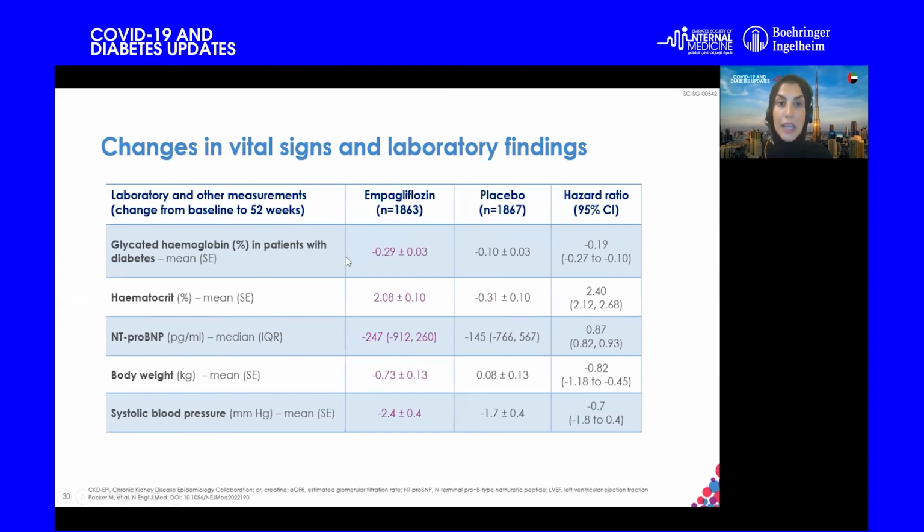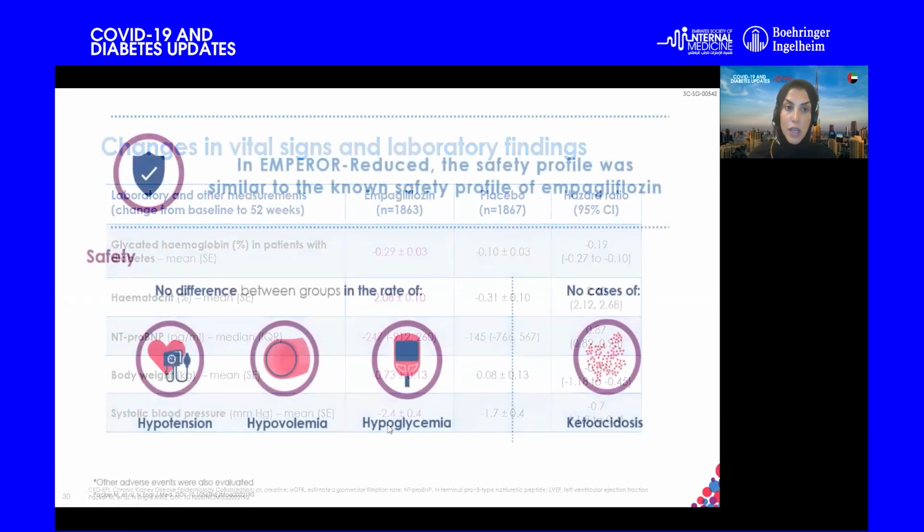We did not witness any alarming increase in any of the vital signs or the safety alerts. So we can tell that we did not achieve any hypoglycemia cases. We did witness a slight increase in the hematocrit, and even if it was a slight increase, this still counts in favor of EMPA, given that the majority of heart failure patients are known to be anemic. A slight decrease in the NT-proBNP compared to placebo, a slight decrease in weight, and systolic blood pressure.